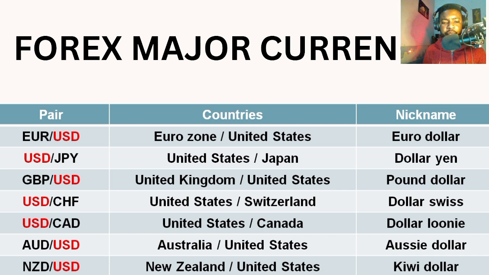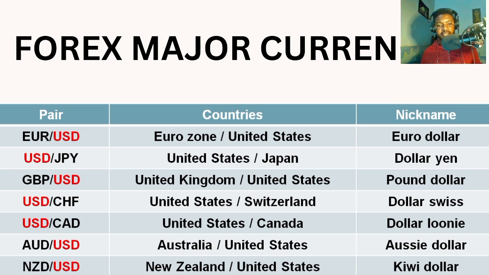So GBP USD, that's United Kingdom and United States, will give you pounds dollar. We also have USD CHF, which is United States and Switzerland. We call that one dollar Swiss. We also have USD CAD. We call that one dollar Loni. And we also have AUD USD. We call that one Aussie dollar. And we have NZD and USD. We call that one Kiwi dollar.